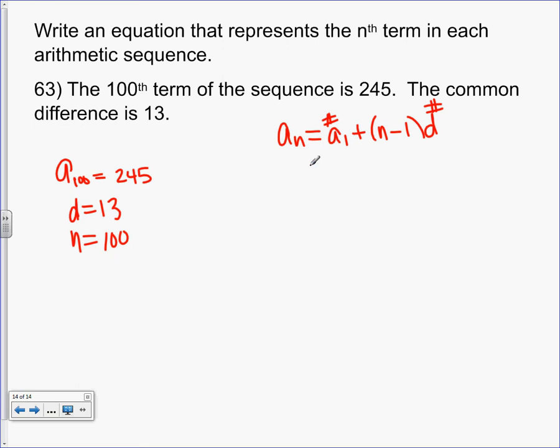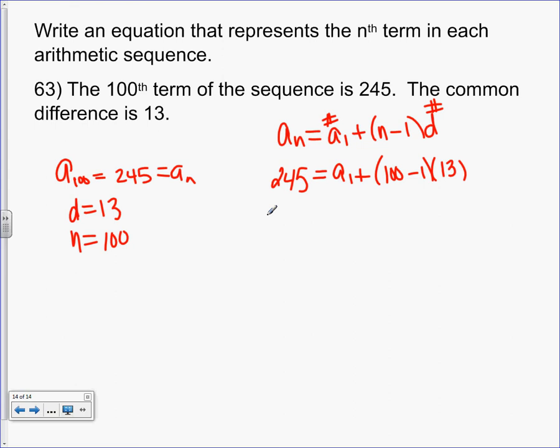Okay? So a sub n might be confusing, so I'll wait for a second. We don't know a sub 1. What is n? 100 minus 1. What is d? 13, right? What's a sub n? If I use 100 for n, what's a sub n? What is the 100th term is what that means. The 245. This is also a sub n if n is 100. Do you guys get that? They're the same.